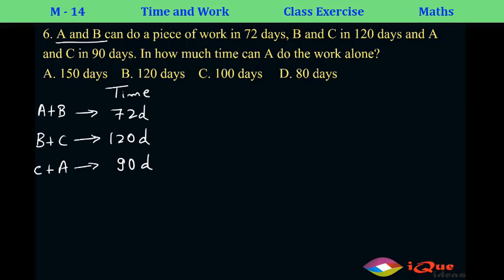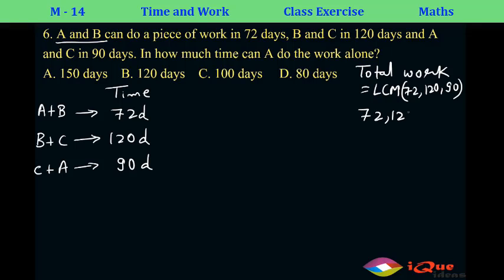Alright. Now the total work. First let's calculate the total work. The total work has to be equal to LCM of 72, 120 and 90. Let's see how much it will come. Let's take 6 common. If you take 6 common, 72 divided by 6 will be 12. 120 by 6 is 20. 90 by 6 is 15.